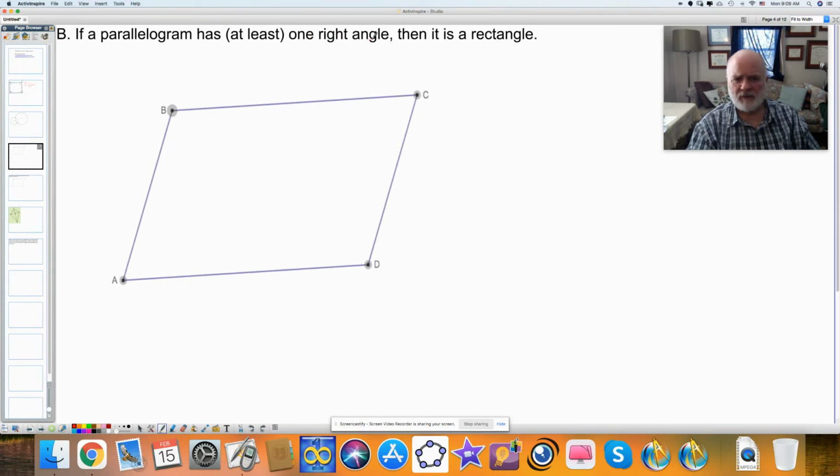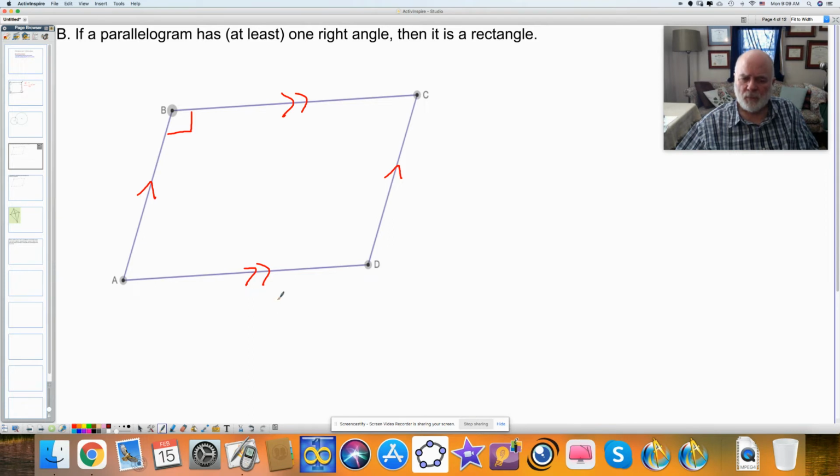If a parallelogram has at least one right angle, then it's a rectangle. You're given that it's a parallelogram. So I've marked that on here. It's a parallelogram. That means that both pairs of opposite sides are parallel. This would be given. Given one of the angles is a right angle. So I'm going to say that this is a right angle. Now, what do we know about parallelograms? So this is what's given.